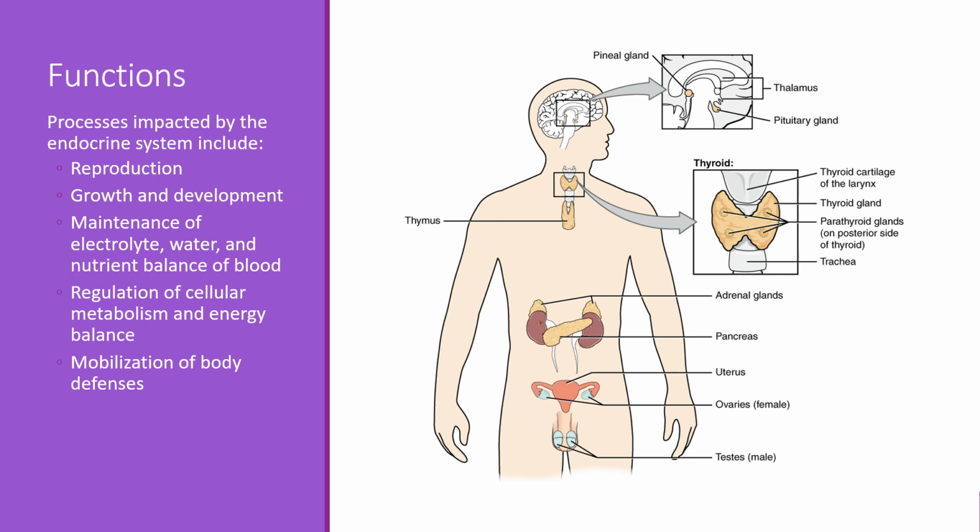So what are some of the things that the endocrine system does? What is it signaling? What is it communicating about? Reproduction, growth and development, maintenance of our water balances, fluid balances, what they basically say, electrolyte, water, and nutrient balances of our blood. The regulation of cellular metabolism, how fast we burn calories, and our energy balance, how much we store, how much we burn, and then mobilization of body defenses through our immune system.